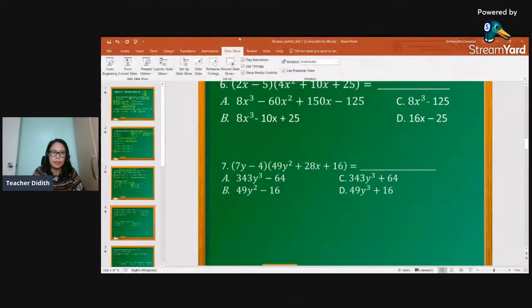So number 6 na tayo, no? 6, 7. Okay. So for number 6, lagay niyo yung number anak nung ano nyo, no? Number 6 na tayo.